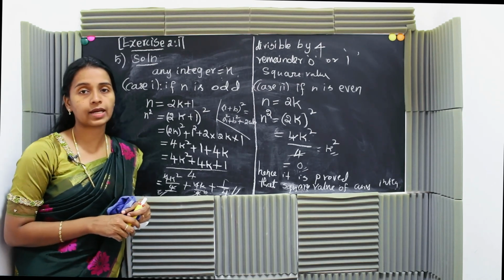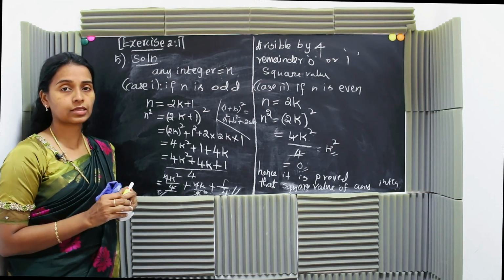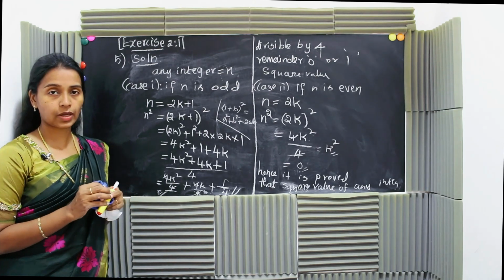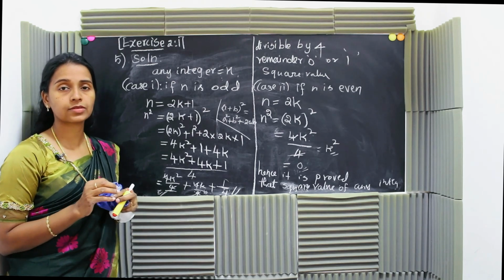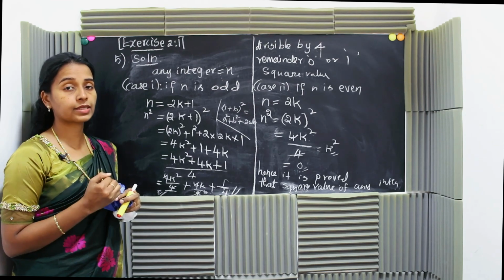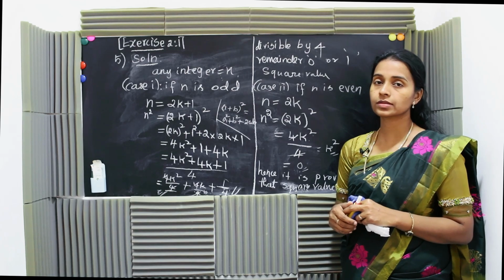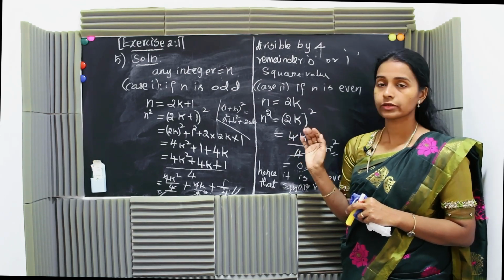So, how can we write the answer? Hence, it is proved that the square value of any integer leaves the remainder 0 or 1 when it is divided by 4. We have to write the answer according to the question. This is all about the answer of the 5th problem.